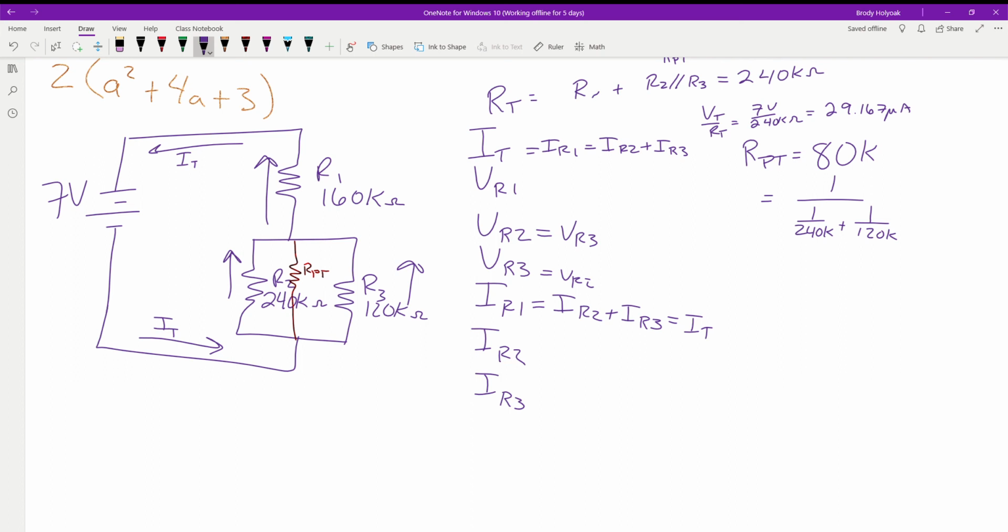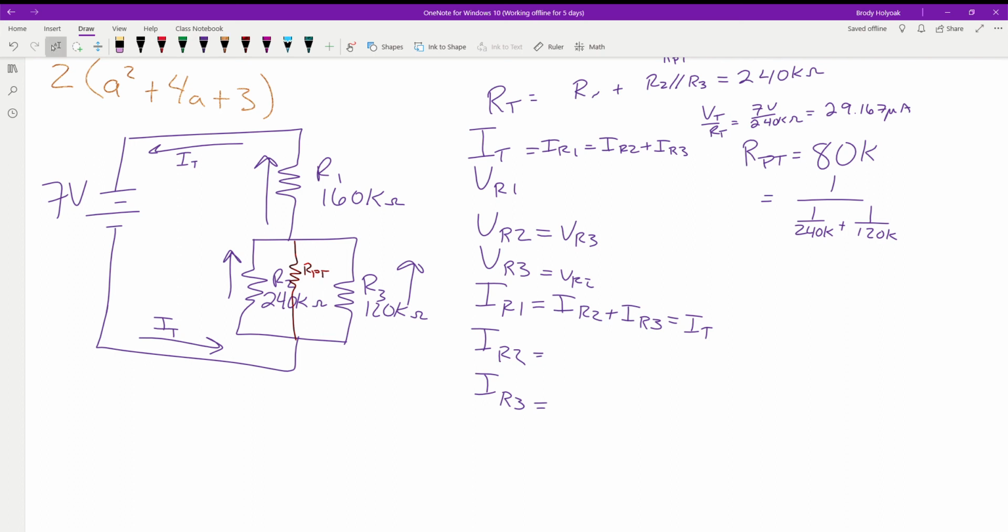So now, to solve for the currents going through IR2, we can do it a couple ways. We can solve for the voltages first, or we can solve for the currents and then use the currents to solve the voltages. Either way. So we have our current total. Let's look at the voltage drops.